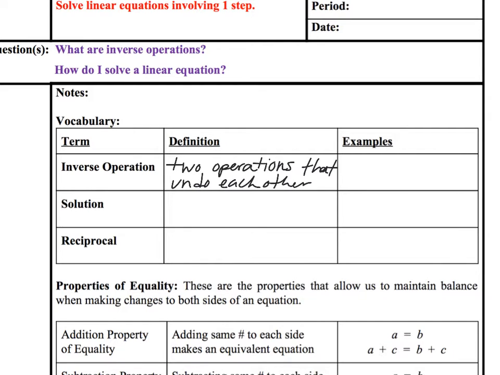Two operations that undo each other. Can someone raise your hand and give me an example? Kieran? Positive 2 and negative 2. Right, so adding 2 and subtracting 2. So plus or minus. Plus slash minus. What is another example? Jackson, thank you.